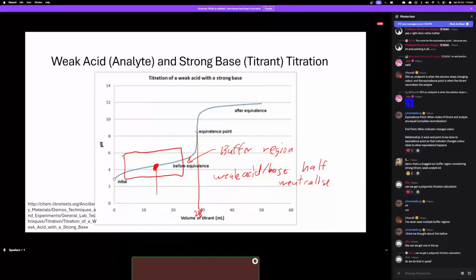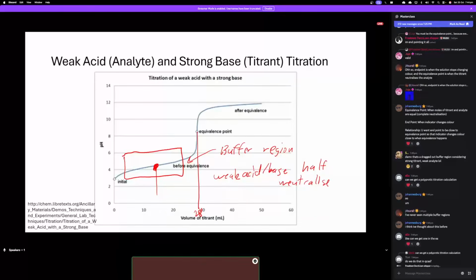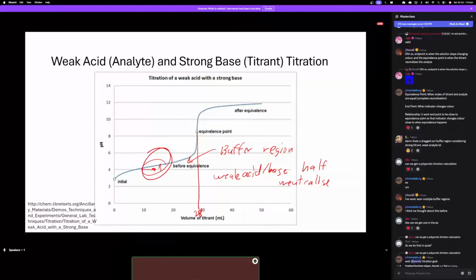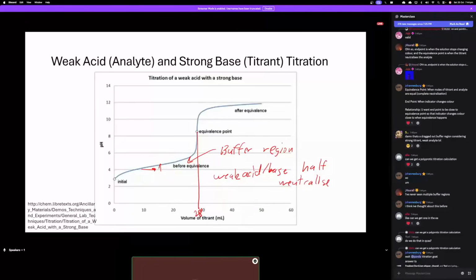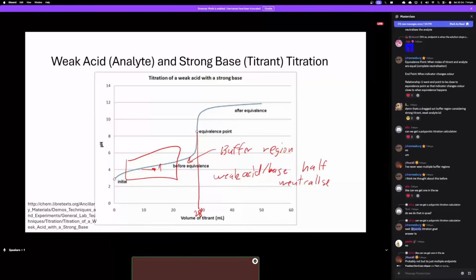So this is the buffer region. It will resist a change in pH. That's why you can see that it starts decreasing really slowly. For an increase in volume, it only partially changes the pH. It is a very small amount. That is the buffer region, right? Aside from that, everything else is the same.